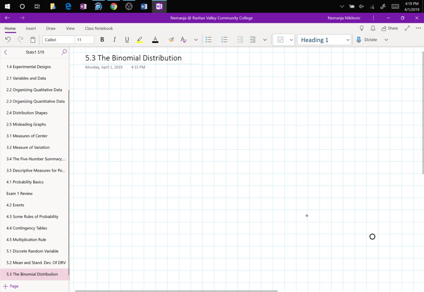Hello and welcome back to Statistics 1. This is the last lecture of Chapter 5 on binomial distribution. Now, before we dive into binomial distribution, we have to deal with some mathematical notation. It's just like learning a foreign language. You have to know the words first, and then you can form sentences that communicate.